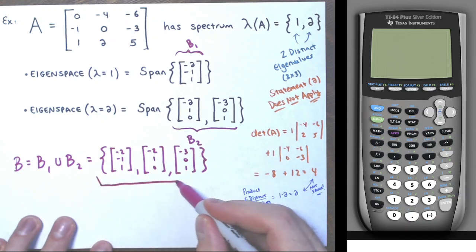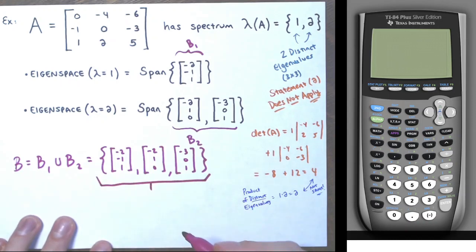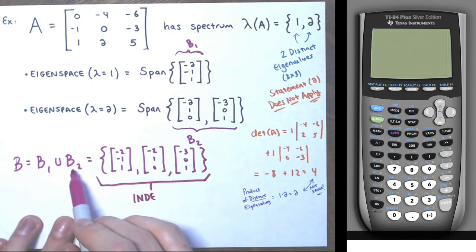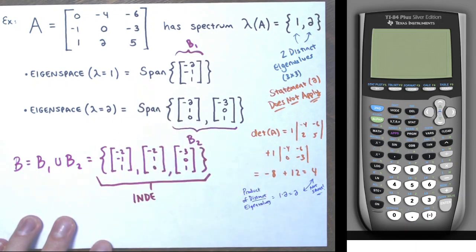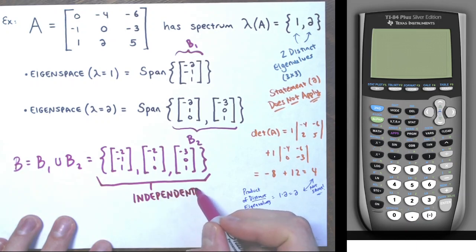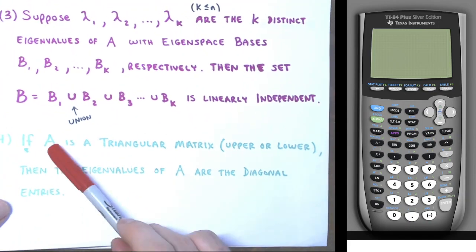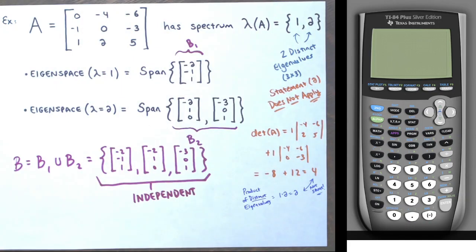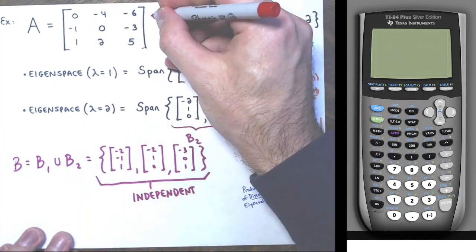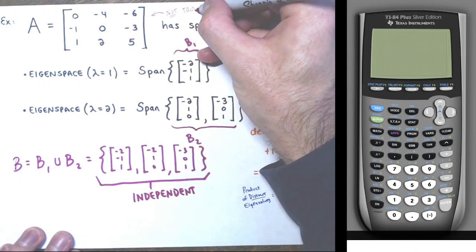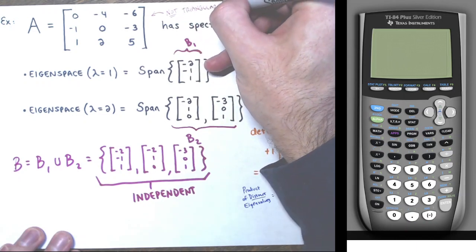You can verify that on your own, but based on what statement 3 is saying, I shouldn't have to check. If these are made up of the union of bases of eigenspaces for eigenvalues of a matrix, this should be an independent set, and I wouldn't have to check it, based on statement 3. Again, statement 4 does not apply. A is not triangular. This is not a triangular matrix, so I cannot apply statement 4.